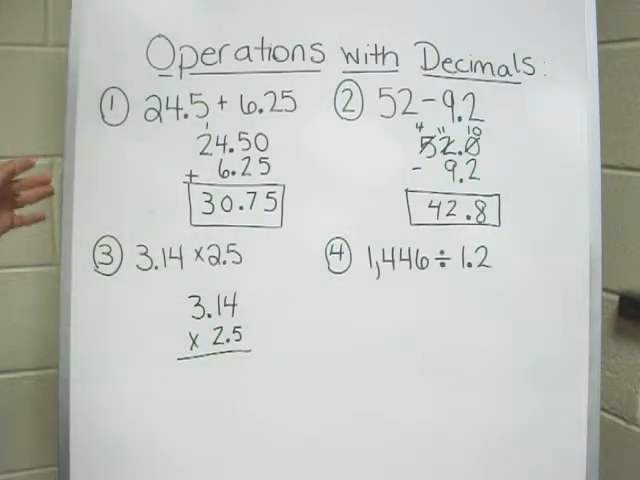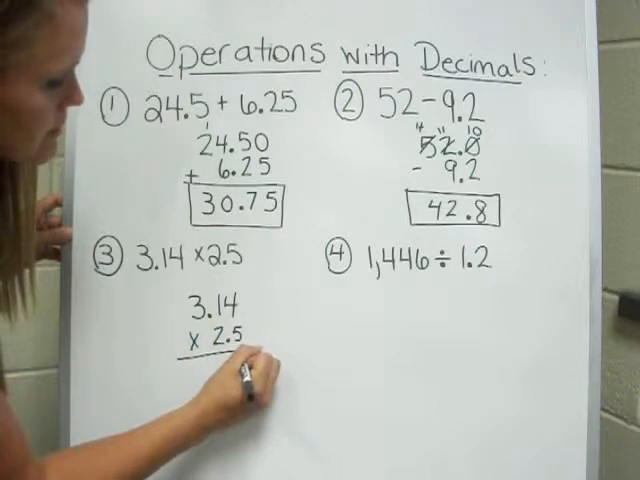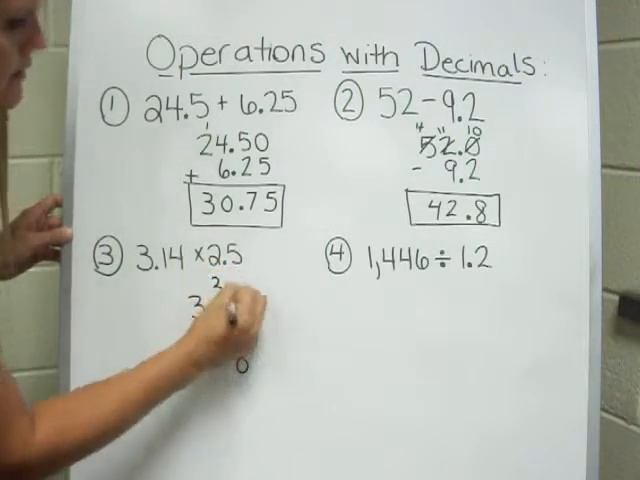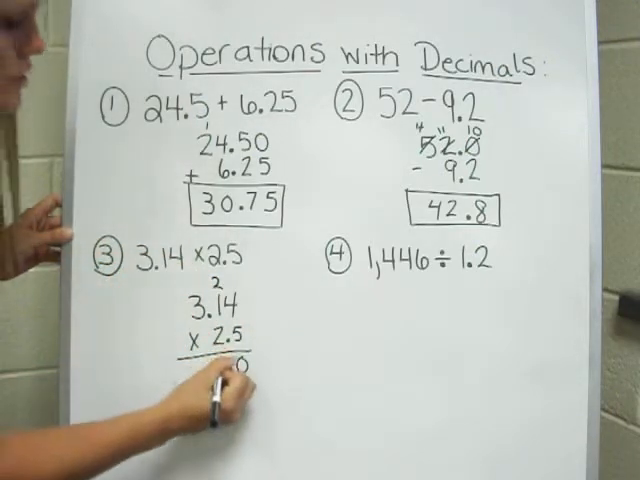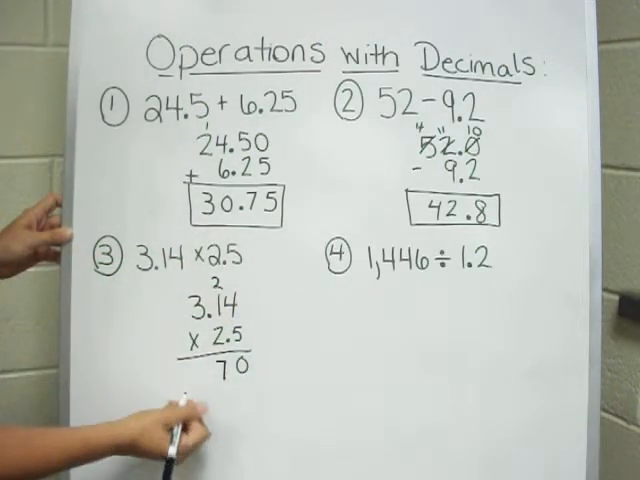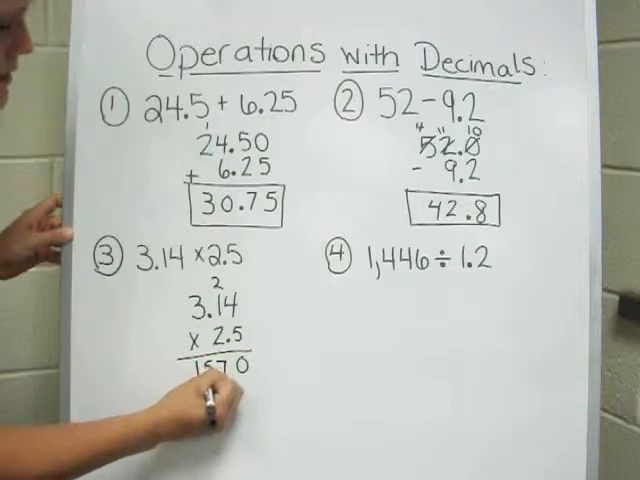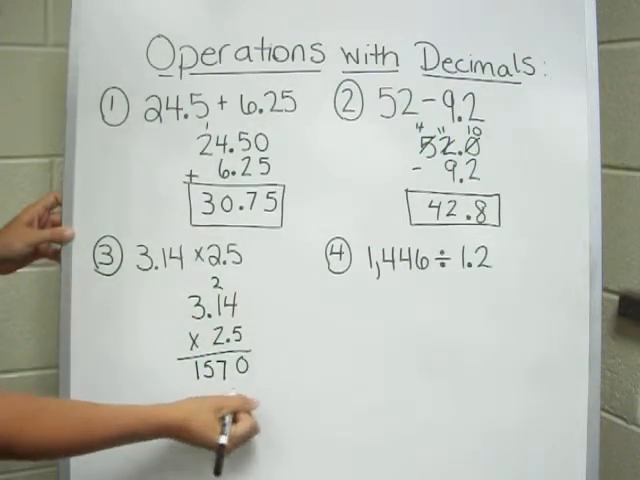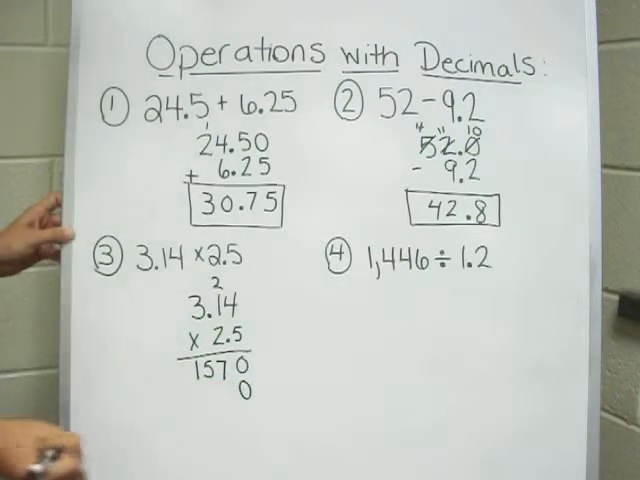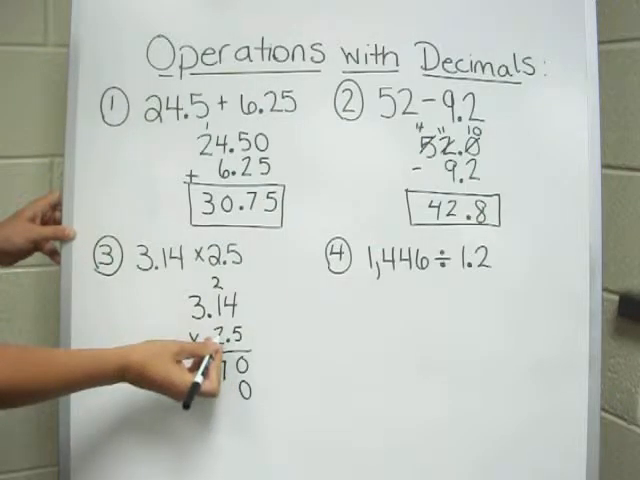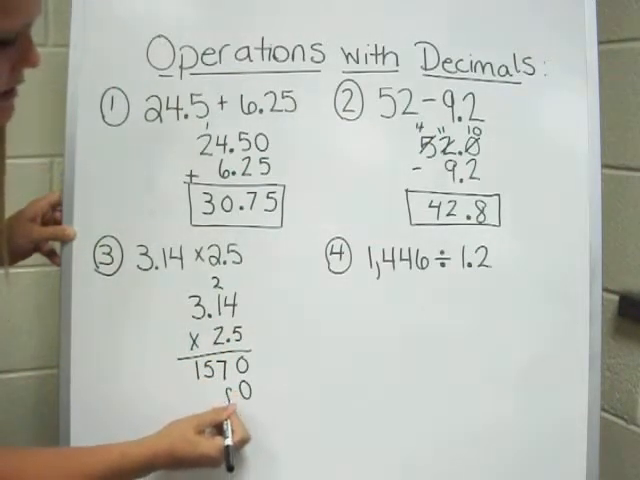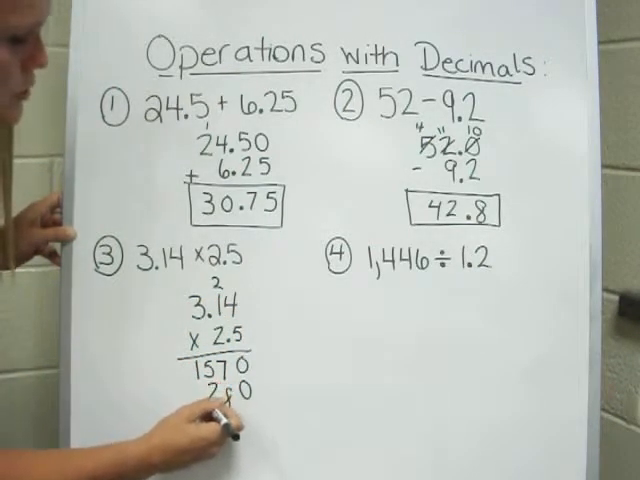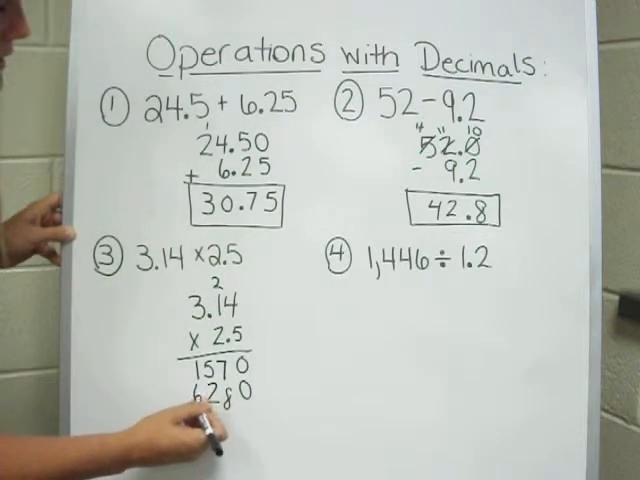And we can then just multiply like normal as if the decimal wasn't there. 5 times 4 is 20. 5 times 1 is 5, plus the 2 is 7. 5 times 3 is 15. When you go to your next digit, it's always important to start with a 0 to fill in that place value. 2 times 4 is 8. 2 times 1 is 2. 2 times 3 is 6.